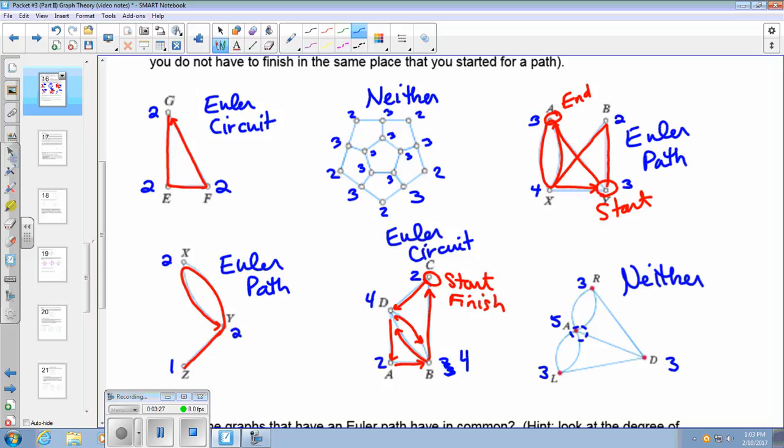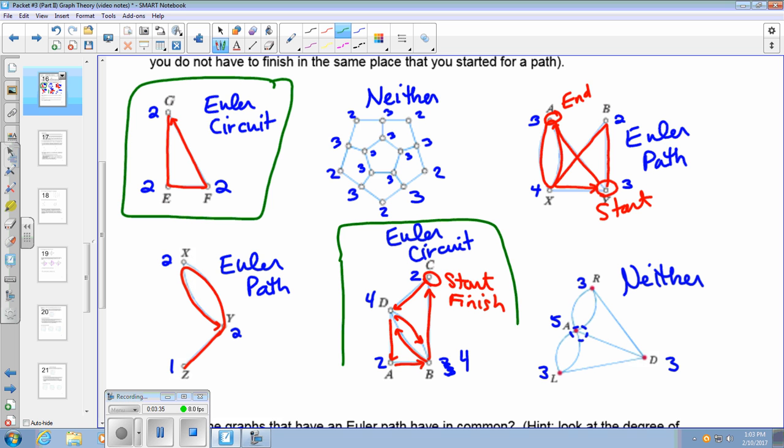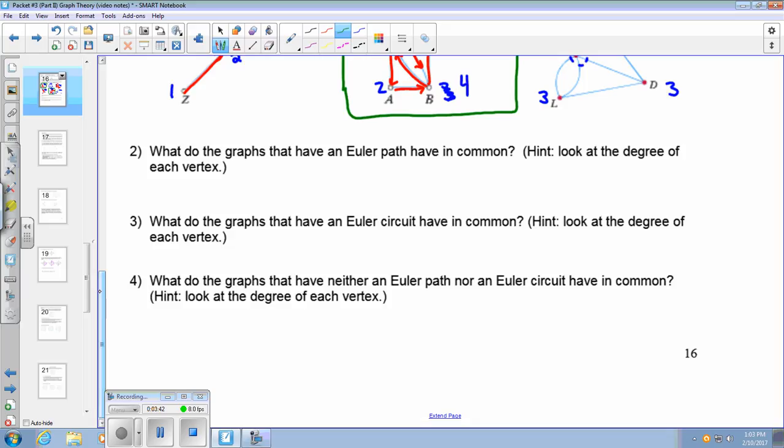All right, so if we look at the ones with an Euler circuit, this one and this one, if you look at the degrees of all those vertices, notice that they're all even numbers. So I think that's our number 3: all even degree. All the vertices have an even degree.